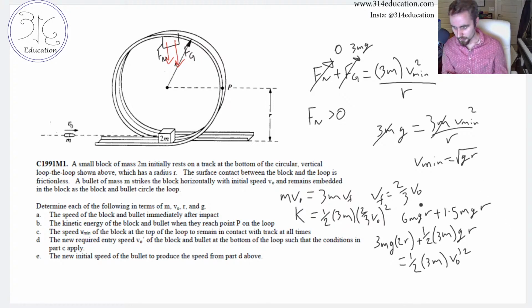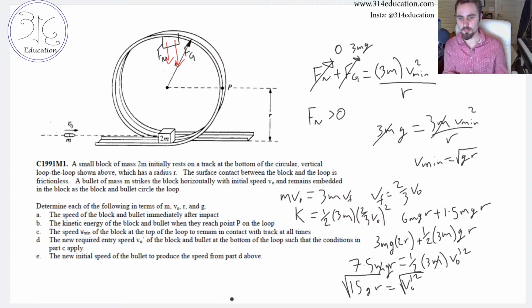All right. So on the left side we have 7.5 mgr. We can cancel our m's, and we want to solve for v naught, so we'll multiply by 2, giving us 15gr equal to v naught prime squared, and then we'll take the square root of both sides to get v naught on its own. So when the bullet and block start moving together, they need to be traveling at a speed v naught prime of square root of 15 times the acceleration due to gravity times the radius of the loop.